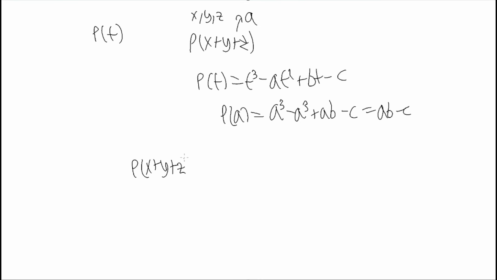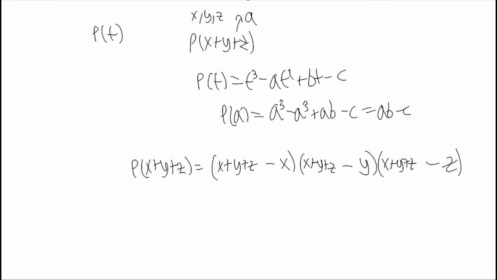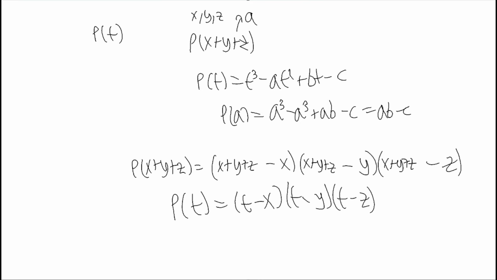But there's another way to calculate it, and it is by using the fact that P of x plus y plus z is equal to (x plus y plus z minus x)(x plus y plus z minus y)(x plus y plus z minus z). Now, why exactly does this happen? It's because P of t is equal to (t minus x)(t minus y)(t minus z) by the fundamental theorem of algebra. And oftentimes this can make the computation much, much easier.